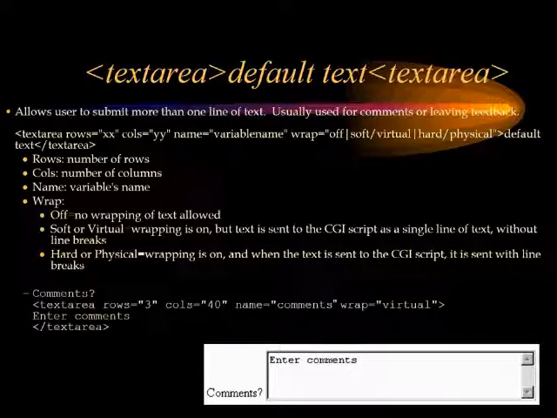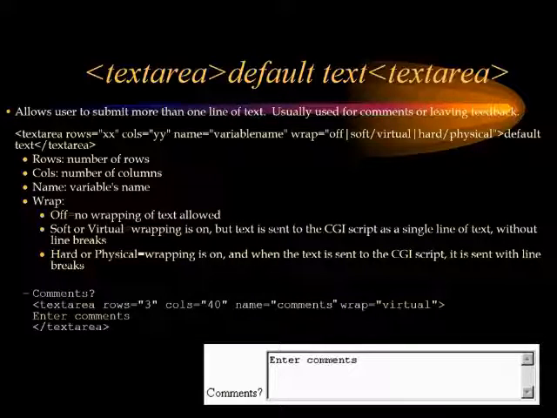The required attribute for the textarea would be textarea name equals and then the variable name. Optional choices would be rows, defining the number of rows, cols, defining the number of columns, so how wide you want the text box to be, and wrap. If you turn wrapping off, it means that even though it's a text box, it will only allow one line of text. So it's kind of ridiculous with wrap equals off.